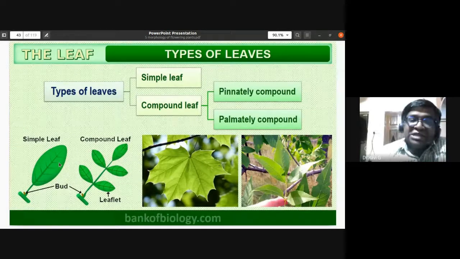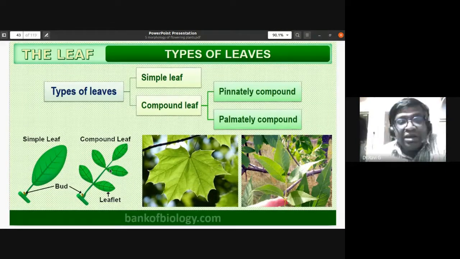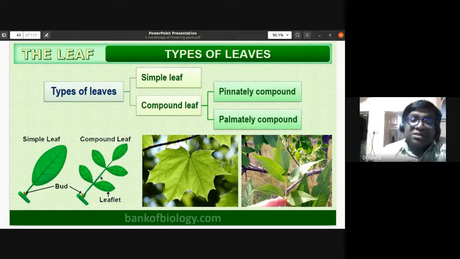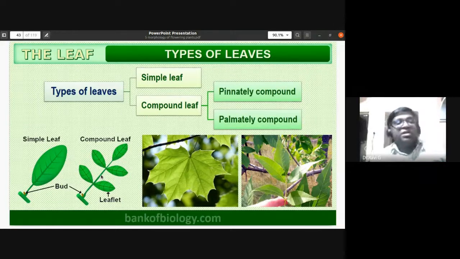So you can see the slides of a simple leaf. The petiole directly ends in a leaf, whereas in the compound leaf, the petiole is going to give rise to many leaflets. Okay, and the petiole here, we don't call it a petiole, we call it the rachis. In the case of a compound leaf, we call it the rachis, on which the leaflets arise.